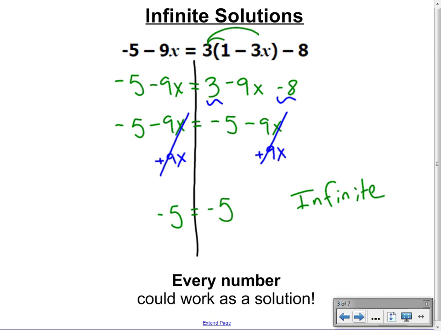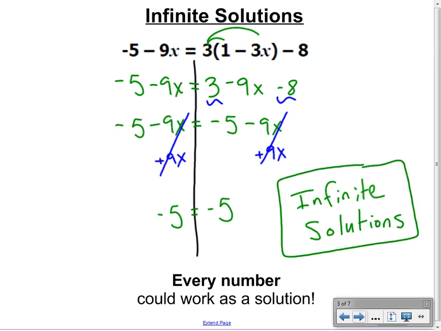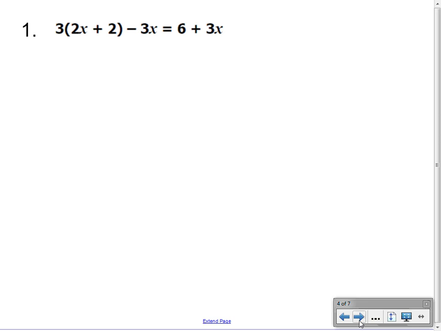Last time we had an equation that was left with no variable that wasn't true. This time we have a true equation. So instead of no solution, we get infinite solutions. Any real number that you can think of, if you plug it in for x, it's going to make this equation true. So let's look at a few more examples.